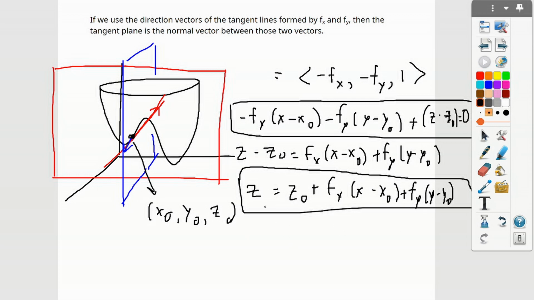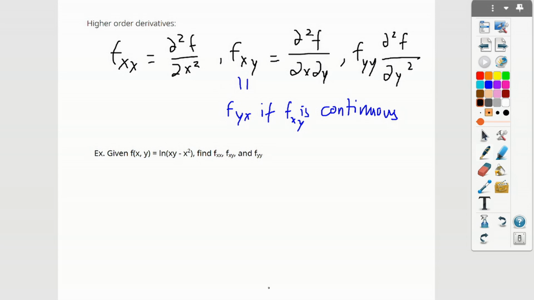Right, so that is it. That's it for tangent planes. That's not it for the lesson. We are close to the end of the lesson, but we are not there yet.